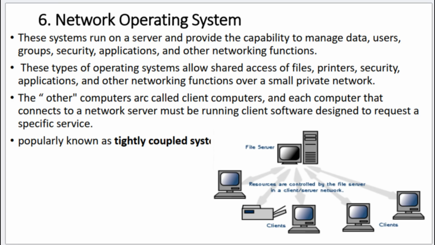6. Network operating system: these systems run on a server and provide the capability to manage data, users, groups, security, applications, and other networking functions. These types of operating systems allow shared access of files, printers, security, applications, and other networking functions over a small private network. The other computers are called client computers, and each computer that connects to a network server must be running client software designed to request a specific service, popularly known as tightly coupled systems.